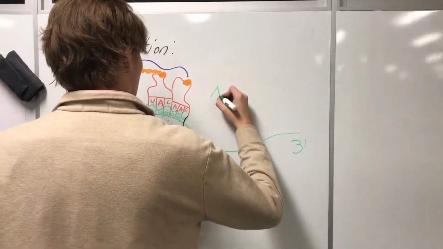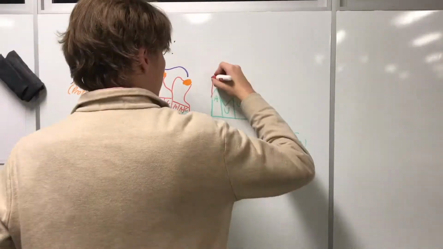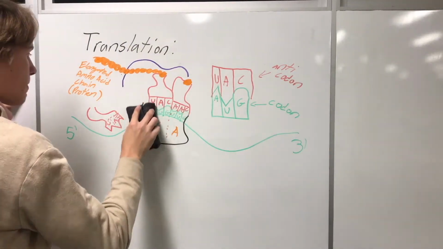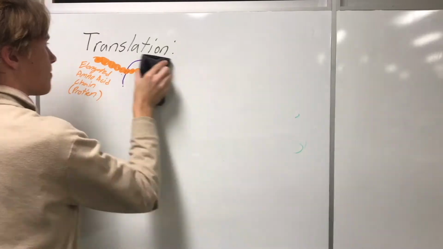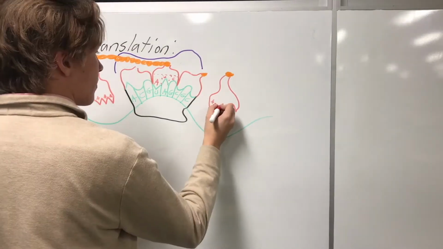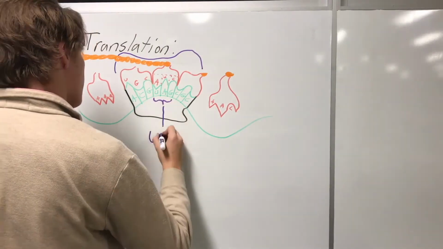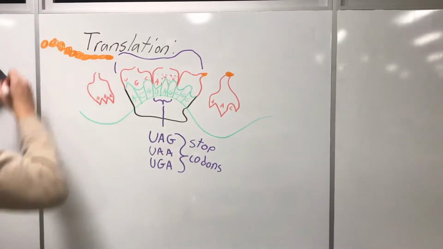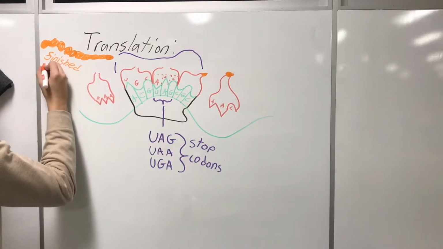This new tRNA coming in moves the previous one to the E site, where they are ejected. Once the anticodon matches up with UAA, UAG, or UGA, the polypeptide is released, as this is the stop codon. The final protein can be used within or outside the cell for purposes ranging from cell structure to enzymes. This is the end of the protein synthesis.